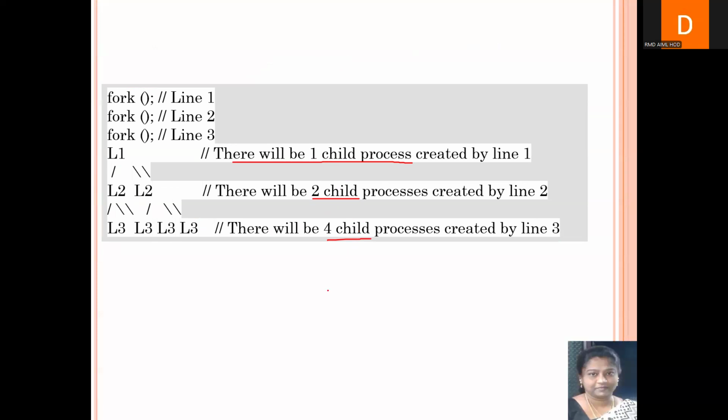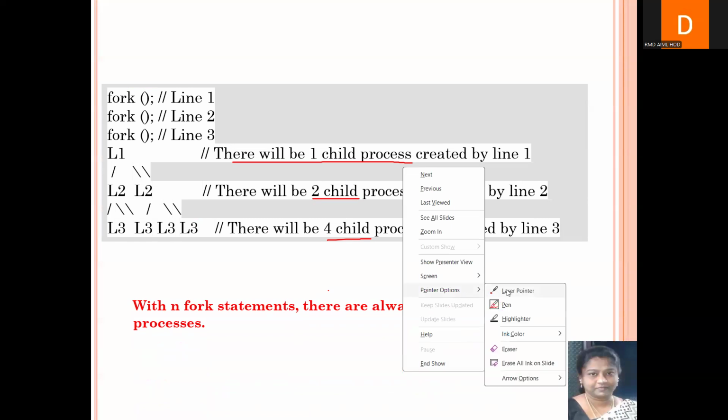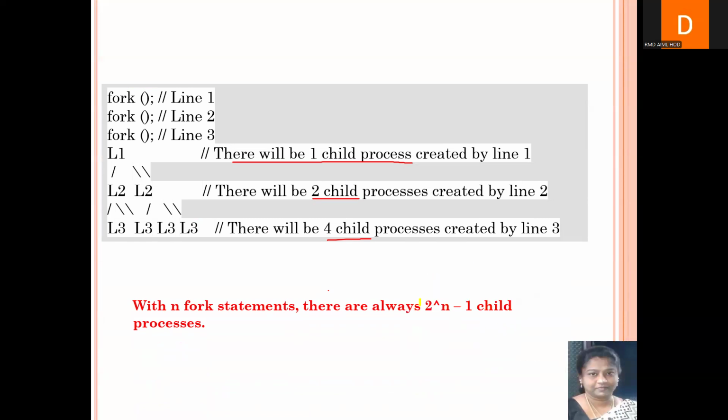That is, to easily remember how the children are created, you have a formula which you can use. And the formula is, whenever you have n number of fork system calls, then there will always be 2 to the power of n minus 1 children created. Okay, so for n fork system calls, I will have 2 to the power n minus 1 children created.